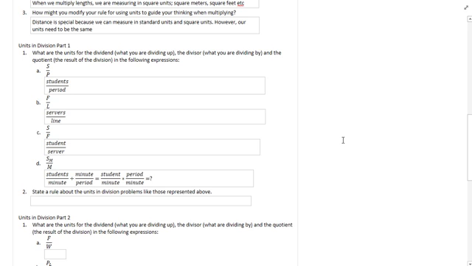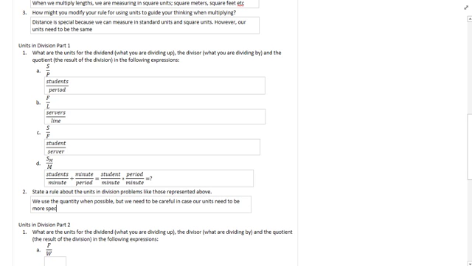With division problems, our general rule is we use the quantity when possible. But we need to be careful in case our units need to be more specific, which is what happened in the last one.